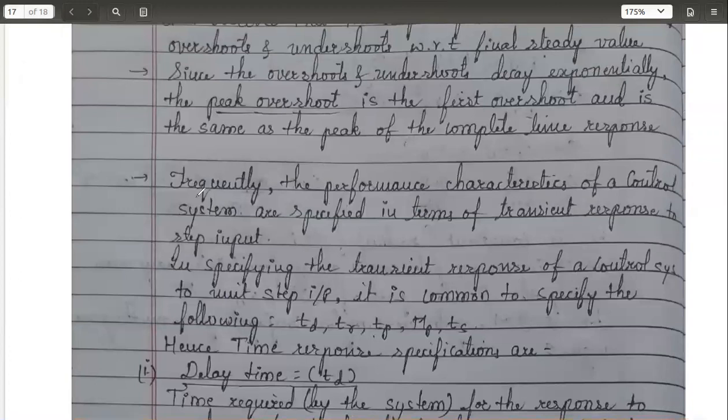Some of the points I have listed. Frequently, the performance characteristics of the control system are specified in terms of transient response. Obviously, you won't get much of the information through the steady state. The transient response will give you much of the information.